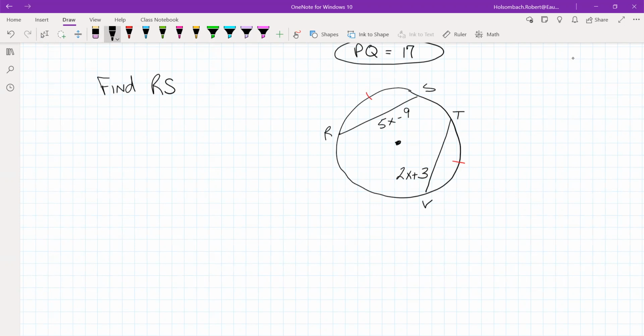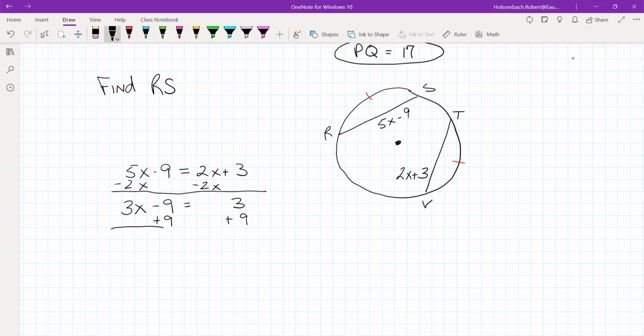All right, so if we've got to find RS, we have to solve for x first again. So 5x minus 9 is equal to 2x plus 3. Subtract 2x from each side. So 3x minus 9 is equal to 3. Add 9 to each side. So our 3x is equal to 12. And then divide both sides by 3. So we get an x that's equal to 4.